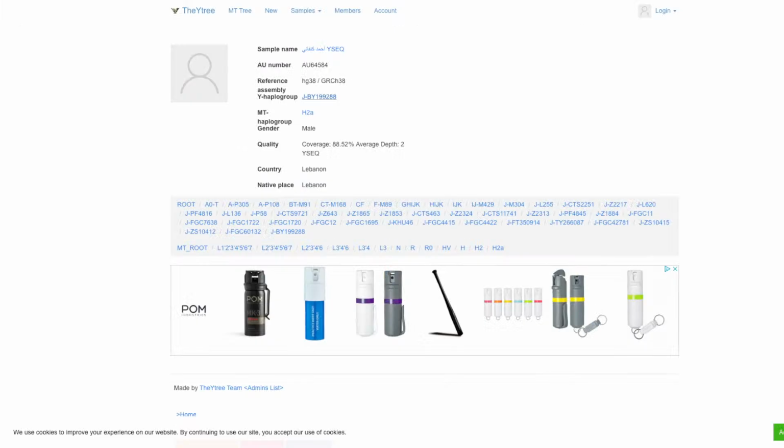This is a tree sample from Lebanon. He belongs to J-BY199288, mtDNA of H2A.